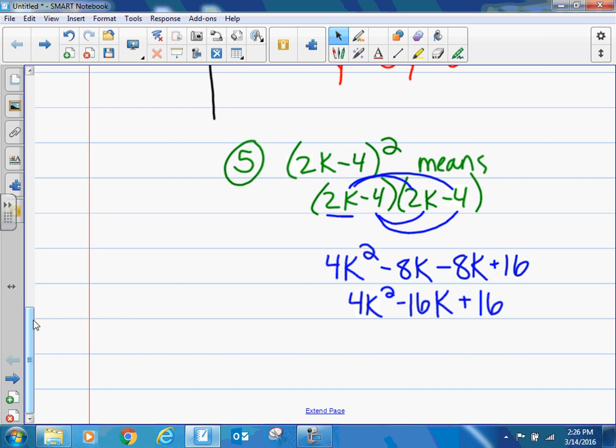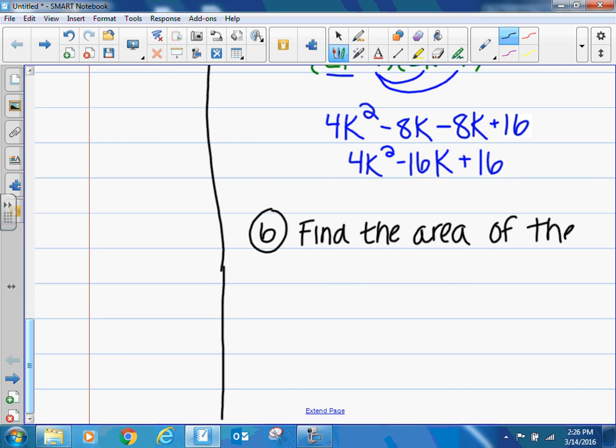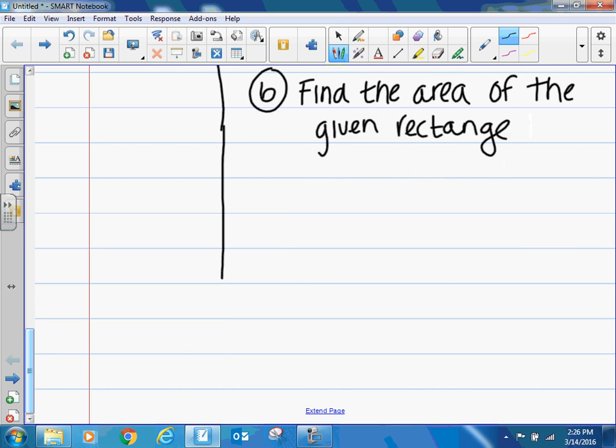All right, last one like this, till we look at not just two binomials. You might see this in a different way. Let's say we want to find the area of the given rectangle. And you have a rectangle. And this side, the bottom, is going to be x plus 3. And the top is 2x minus 4.